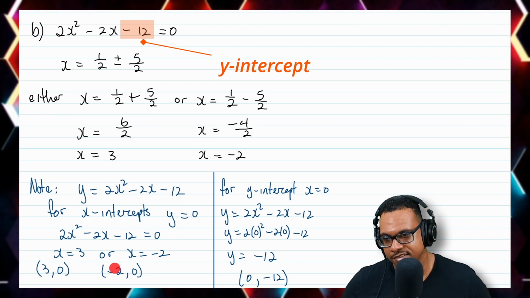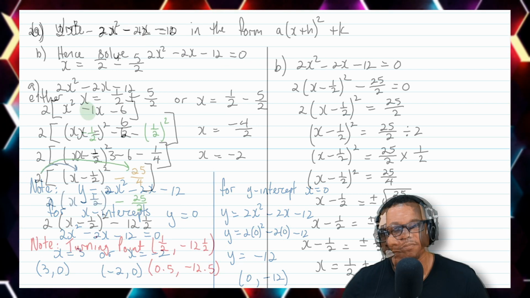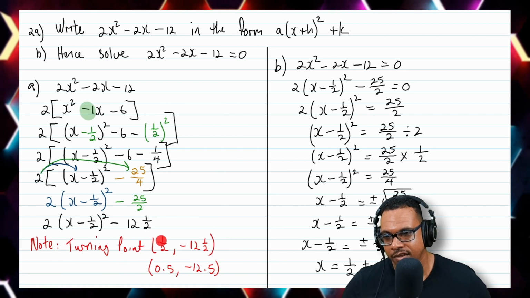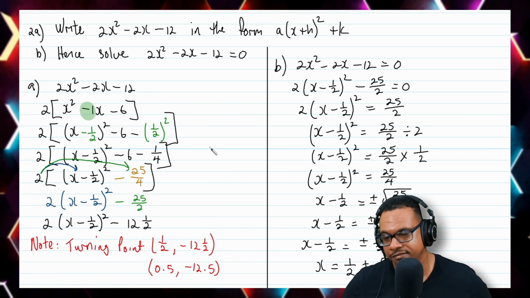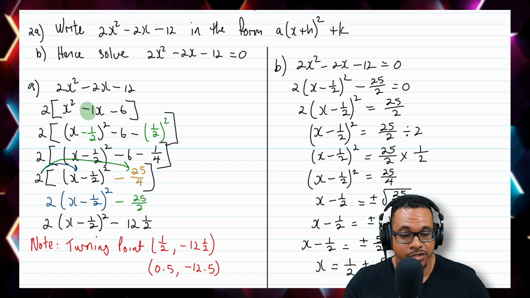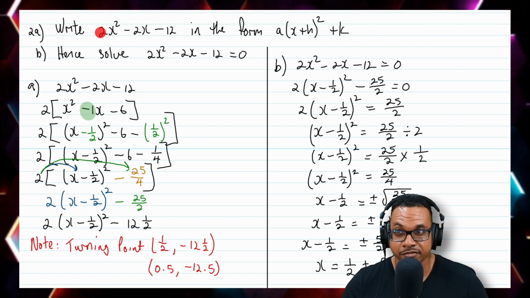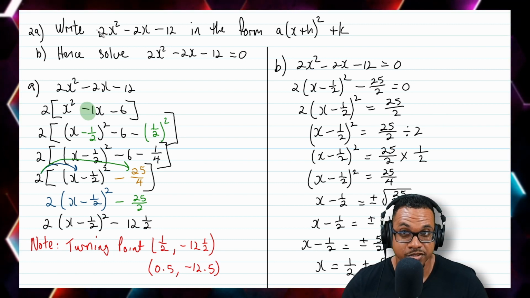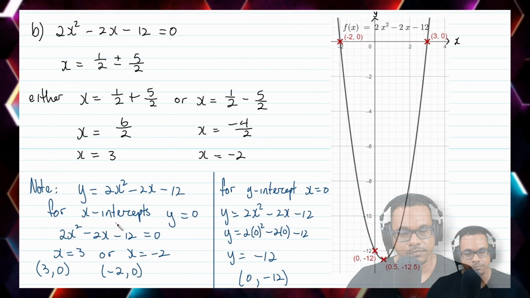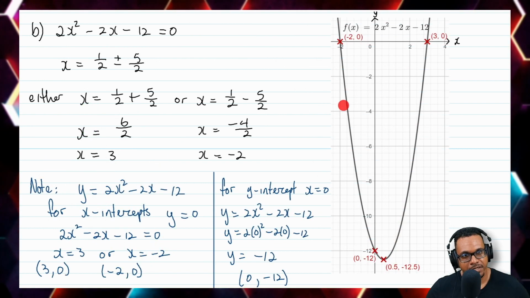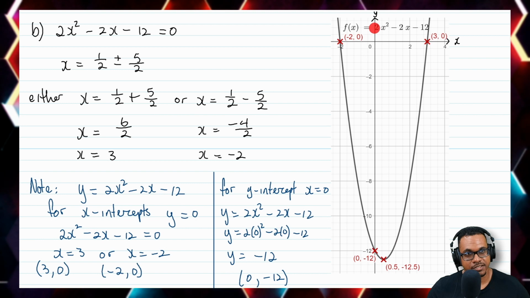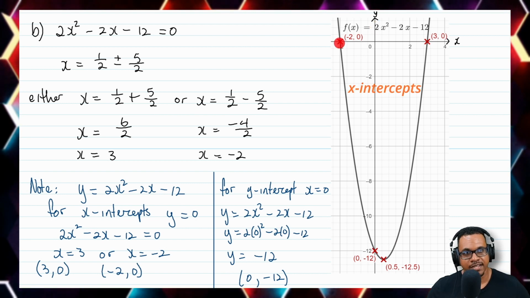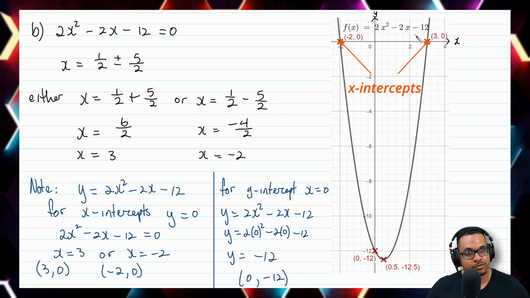So we have the x-intercepts, we have the y-intercept, and here we have the turning point being a half and negative 12 and a half. So now we can look at what the graph would look like. Of course, the number in front of x squared is a positive number, so it's going to be a minimum curve. So if we look at the graph, it's a minimum curve because the number in front of x squared is positive. We see our answers for the quadratic being negative 2 and 3.